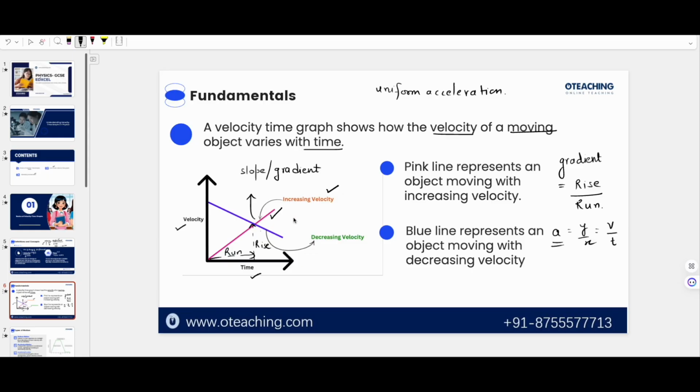Now do understand that increasing gradient means increasing velocity. The blue line or the purple line represents the decreasing velocity because the gradient is decreasing, and hence it is decreasing velocity. So I hope we are clear that the gradient of the velocity time graph will give you acceleration, and increasing gradient means increasing velocity, decreasing gradient means decreasing velocity.